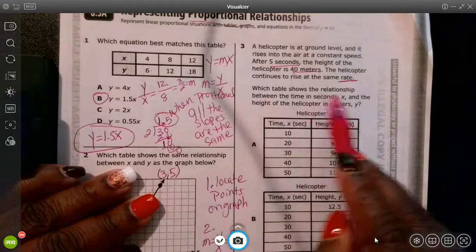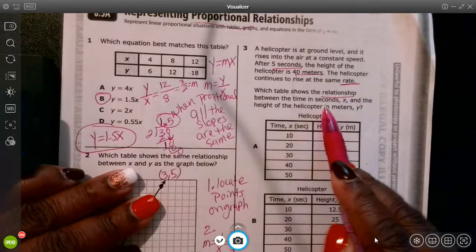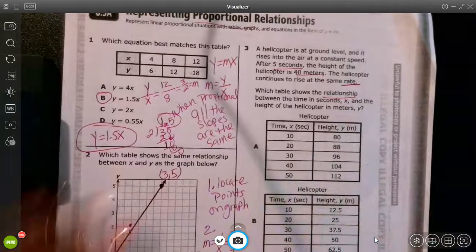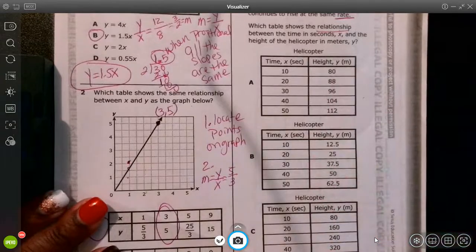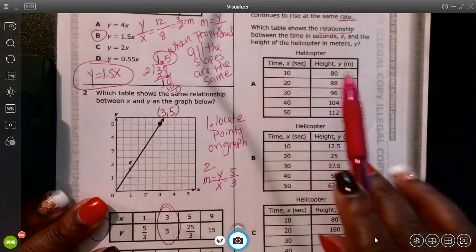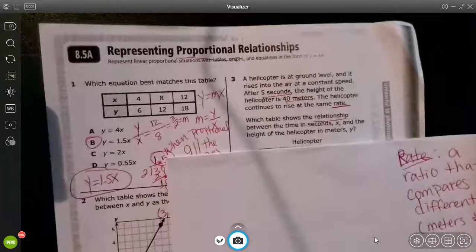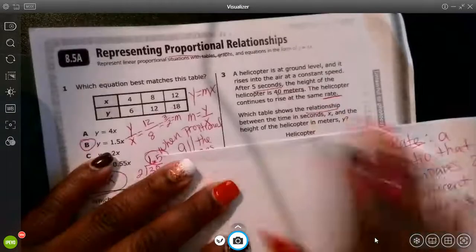Which table shows the relationship, that's important, between the time in seconds, which is our x, and the height of the helicopter in meters, which is our y. So, first thing I do is look at my tables to see what format they're setting theirs up. I see seconds and then I see height. So I see x and then y. If I'm looking for a table, I must first create my own table based on the relationship that's mentioned in the word problem about these helicopters.